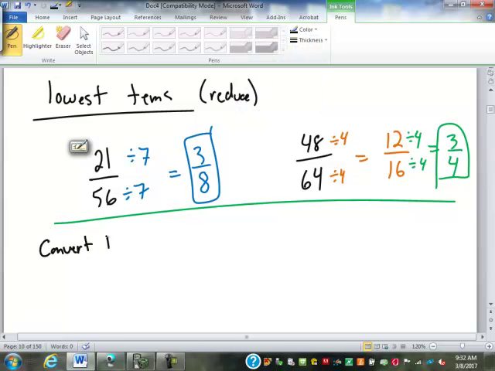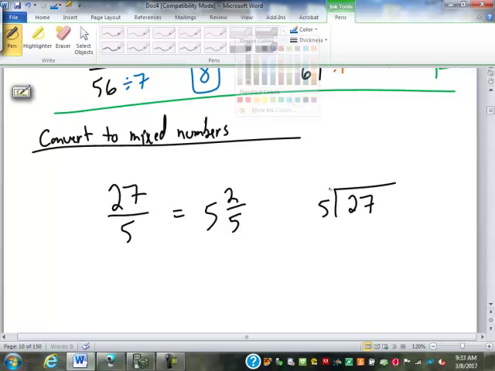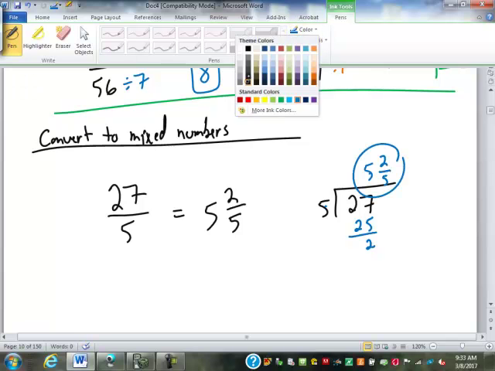You have to convert to mixed numbers or write as mixed numbers. You might have something like 27/5. How do we convert that out? Okay, 5 goes into 27 5 times with a leftover of 2, so it's 5 and 2/5. And remember, that's kind of like doing just a long division and a remainder. 5 goes into 27 5 times. 5 times 5 is 25. There's 2 left over, so there's the 2/5 left over.